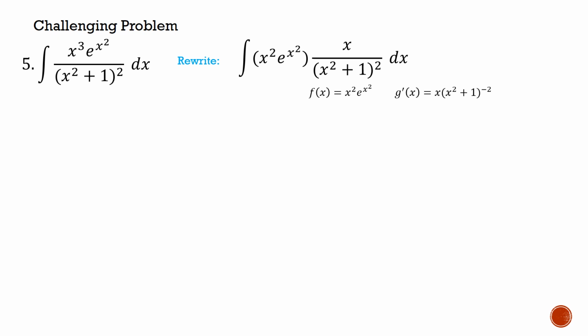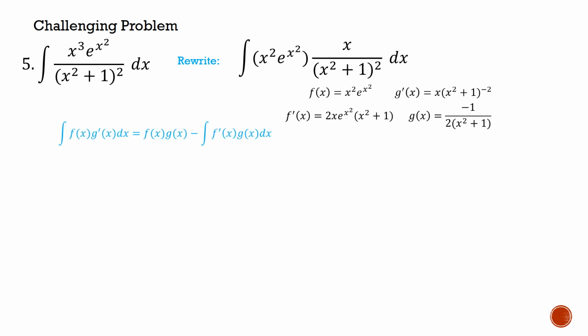So I'm going to let f of x equal x squared e to the x squared, and the derivative of g of x equal x times x squared plus 1 all to the negative 2. Alright, when I find the derivative of f of x, I end up with 2x e to the x squared times x squared plus 1. And when I find the antiderivative of x times x squared plus 1 to the negative 2, I end up with negative 1 over 2 times x squared plus 1. Okay, so far so good. So I have the derivative, and I have my antiderivative, I have my g of x, I have my f of x, so we're good to go.